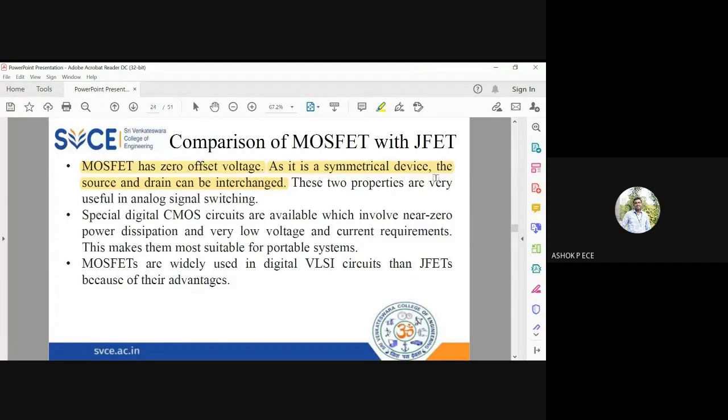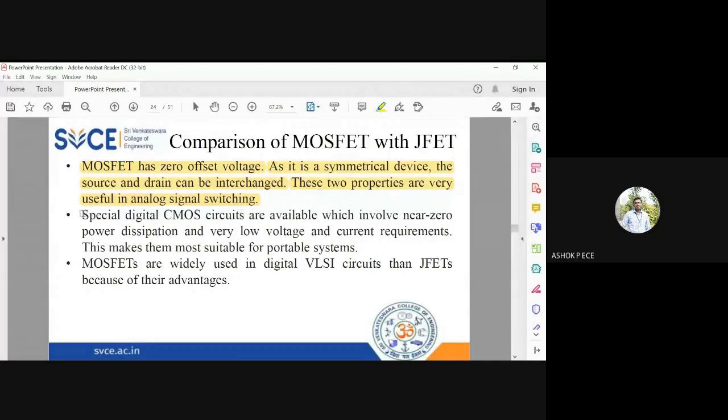So it is a symmetrical device, which means that you can interchange your source and drain. So if you wrongly connect your circuit, connecting drain instead of source, and source instead of drain, MOSFET will still work because these two terminals are almost the same. They don't have much difference, right? For us, we are going to say this is source and this is drain. But actually, when you consider the construction of the MOSFET and other device characteristics, these two terminals are going to be completely identical.